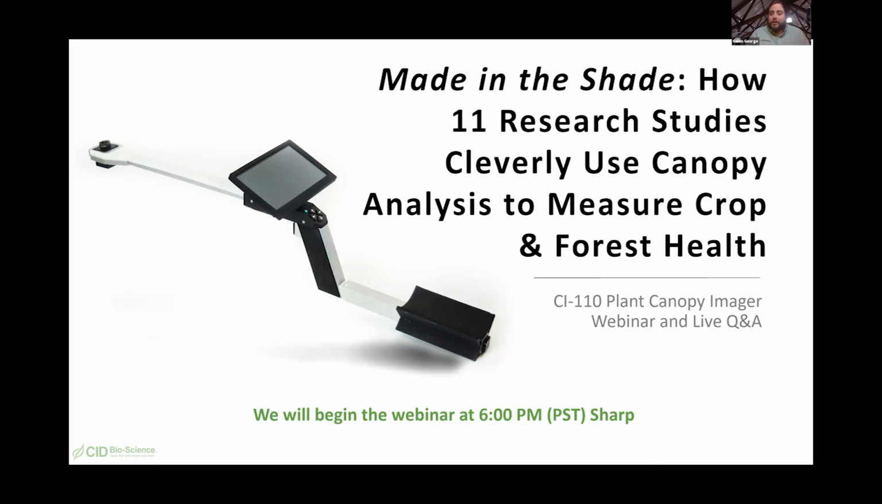Today's webinar is called Made in the Shade: How 11 Research Studies Cleverly Use Canopy Analysis to Measure Crop and Forest Health. So today we will talk about our CI 110 plant canopy imager and how it's been used in various research applications.